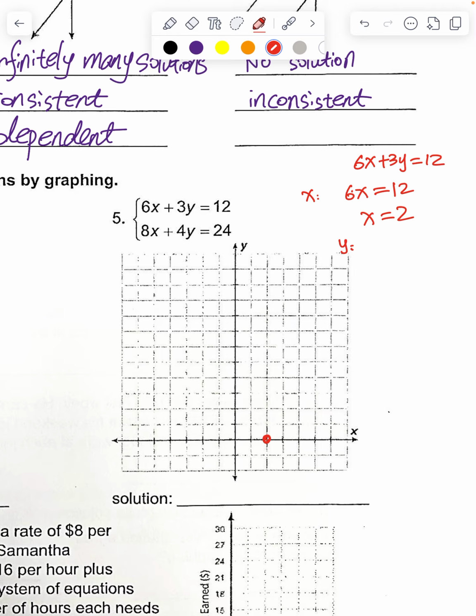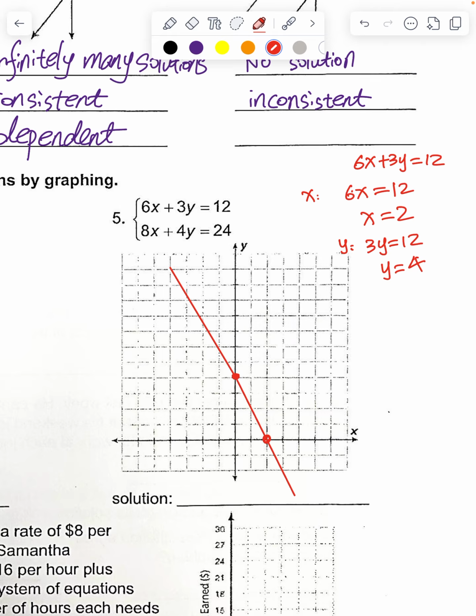Okay, now the y-intercept. Get rid of the x term, so 3y equal to 12. So 3 times what equal to 12? So 3 times 4. So y equal to 4. 1, 2, 3, 4, right here. y equal to 4. Now I'm going to connect these 2 points, make it a little longer, both ends. So this is the graph.